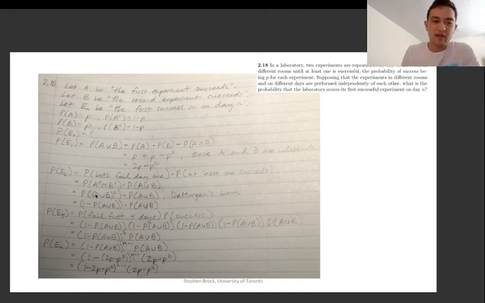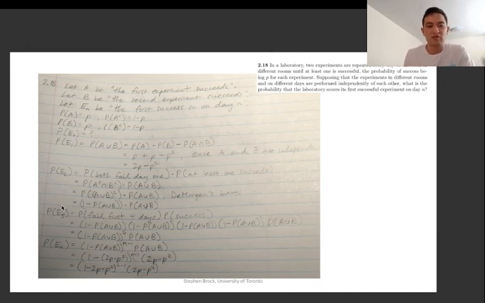So the probability of A union B complement times the probability of A union B. And A union B complement is just 1 minus the probability of A union B. We're using that nifty rule again. So we have 1 minus probability of A union B times probability of A union B.